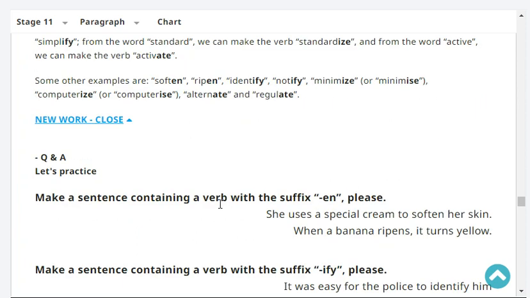Okay, let's practice. Make sentences containing a verb with a suffix en, please. He uses a special cream to soften her skin. Very good. When a banana ripens, it turns yellow. Very good.